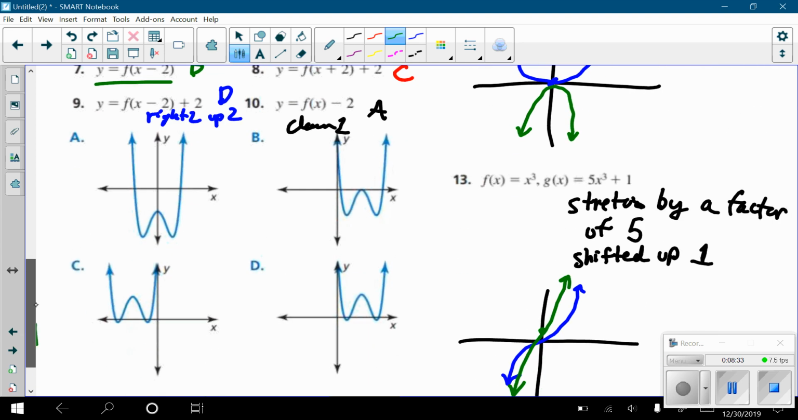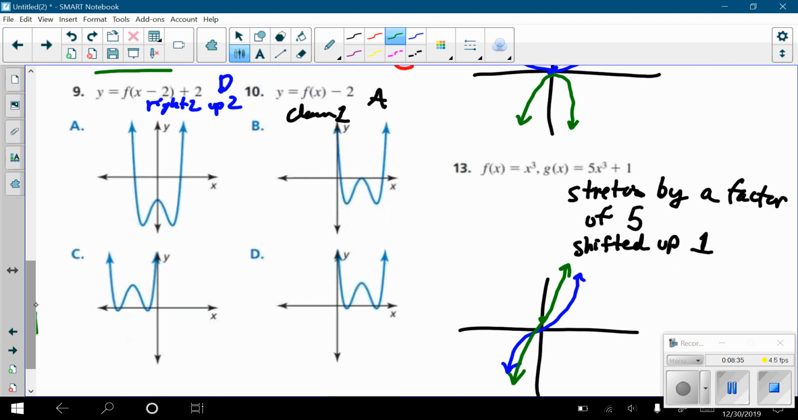For this one here, the transformations are stretched vertically by a factor of 5 and then shifted up 1. This blue would be x cubed. And then the green there, you'll see is skinnier. And it's also moved up 1. Okay. And that concludes this video.